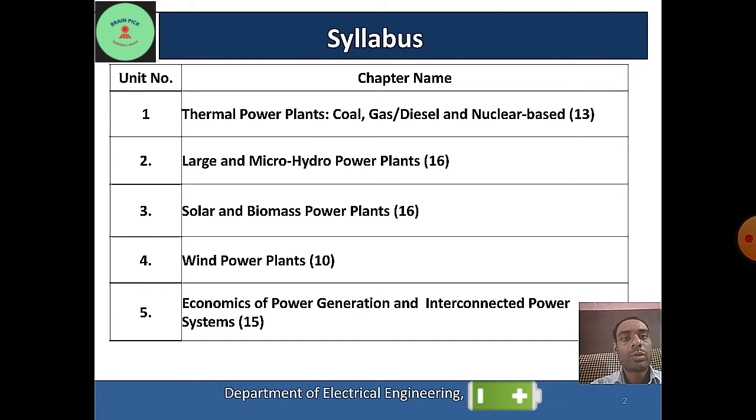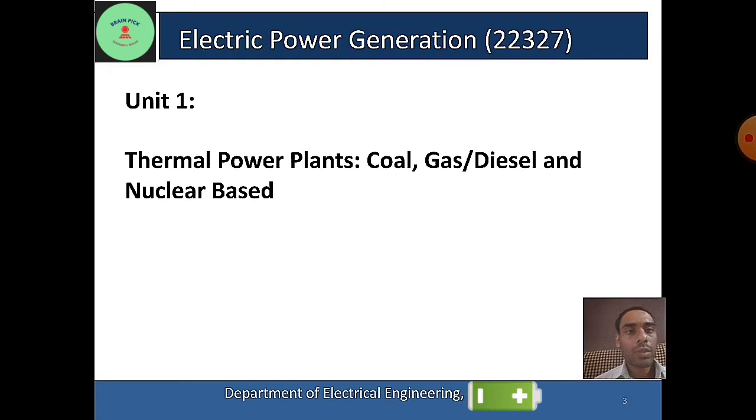Number 3, solar and biomass power plants. Number 4, wind power plants. And number 5, economics of power generation and interconnected power systems. Let us start with unit number 1, thermal power plants, coal, gas, diesel and nuclear based.